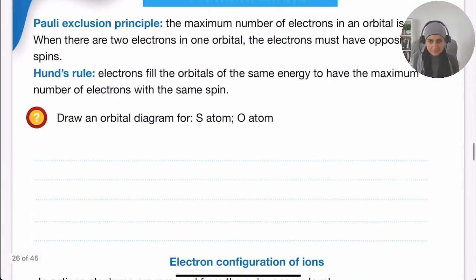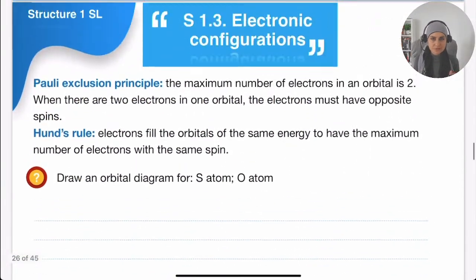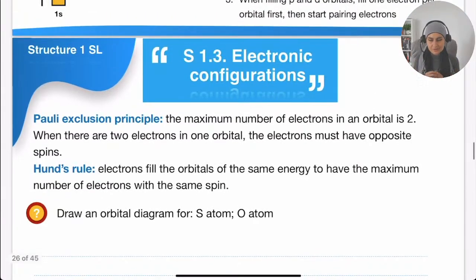So we have this to fill in the orbitals. And to draw the arrows in the box diagrams, we need to know 2 principles. The Pauli exclusion principle says that the maximum number of electrons in an orbital is 2, which we just discussed. And when there are 2 electrons in the orbital, they must have opposite spins. So you would draw 1 electron facing up, 1 electron facing down. You don't need to know what the spin is, but every electron has to be different in an atom, so we denote these 2 electrons with different spins.